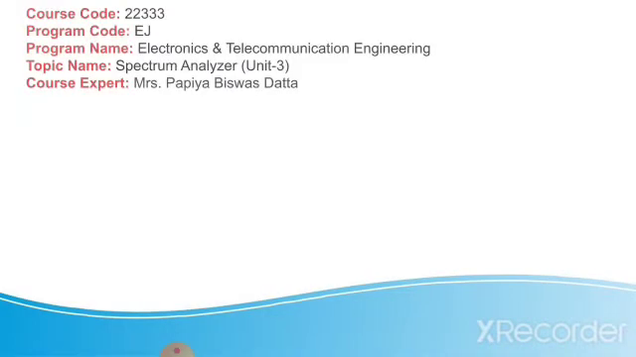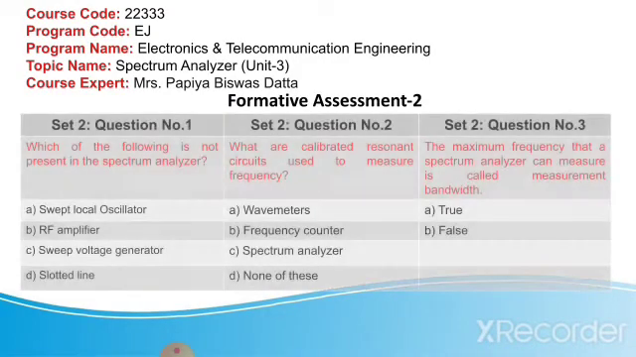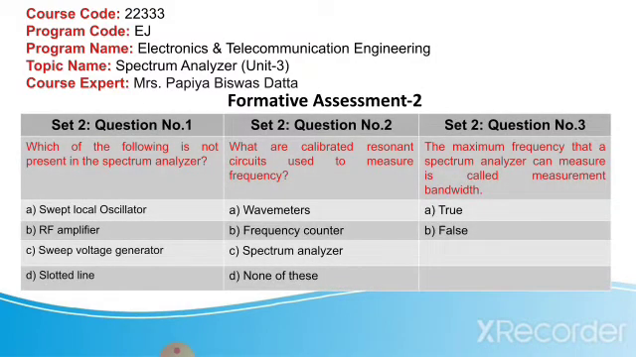Now let's just take a minute and try to answer these questions. Which of the following is not present in the spectrum analyzer? What are calibrated resonant circuits used to measure frequency? And the maximum frequency that a spectrum analyzer can measure is called measurement bandwidth, whether it is true or false.